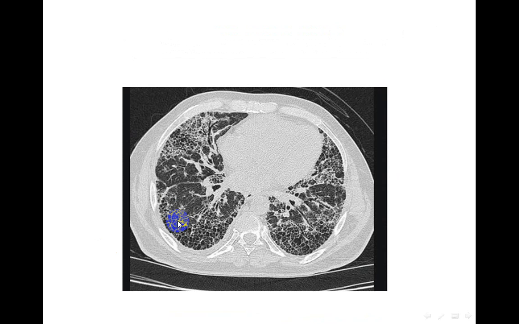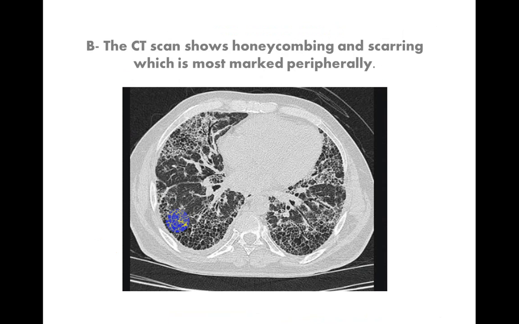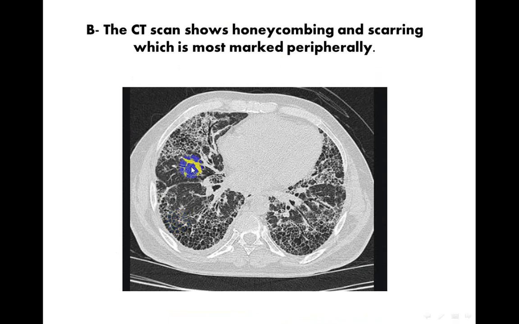Other radiological investigation, as I said, is CT scan, which will show honeycombing and scarring. These are scars, and these are honeycombing. This is a honeycombing lesion, especially in the periphery. Honeycombing is like a beehive. This is very clear. This is a CT scan finding of idiopathic pulmonary fibrosis.